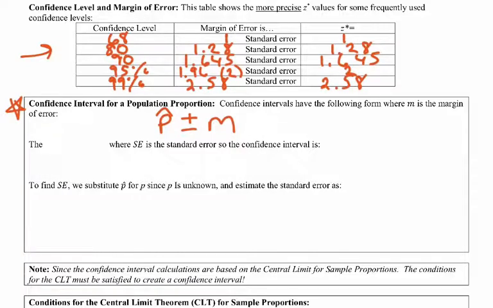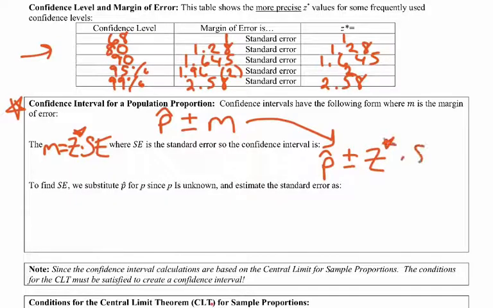So how do we get the margin of error? The margin of error is equal to z star times our standard error. The standard error formula uses that square root that we used earlier. So another way of expressing the confidence interval is to say p hat plus or minus z star times the standard error. Don't get overwhelmed with the notation here.